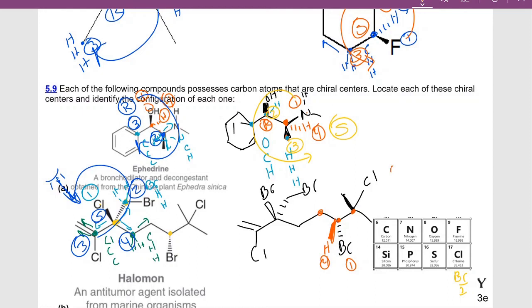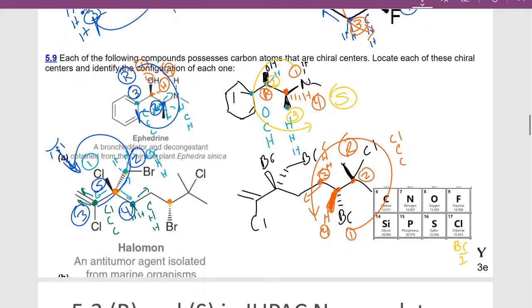Carbon on the right has got chlorine, carbon, carbon. The carbon on the left has carbon going that way, then hydrogen, hydrogen. So this group is going to be number 2, and this group is going to be number 3. Okay, it looks like 1 to 2 to 3. It looks like S, but since the hydrogen is coming out at us, the 4th priority group is coming out, this is actually R. Okay, so this on the left is S, and on the right is R.